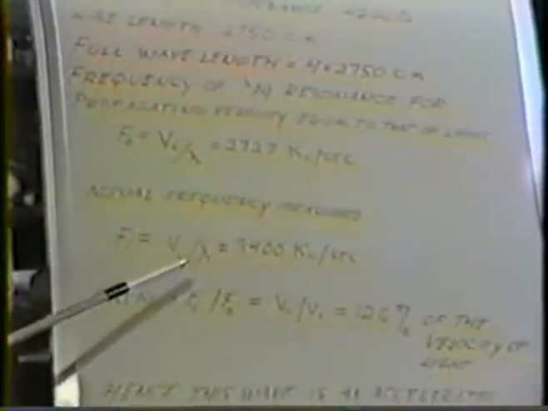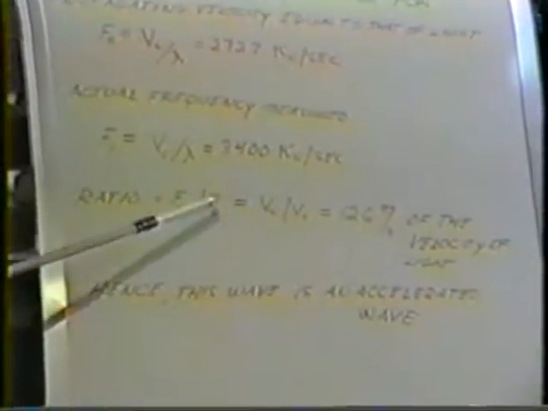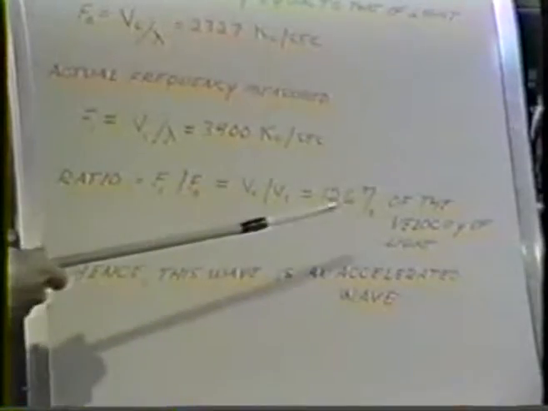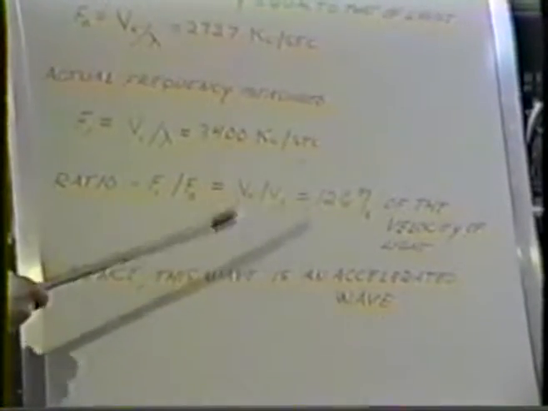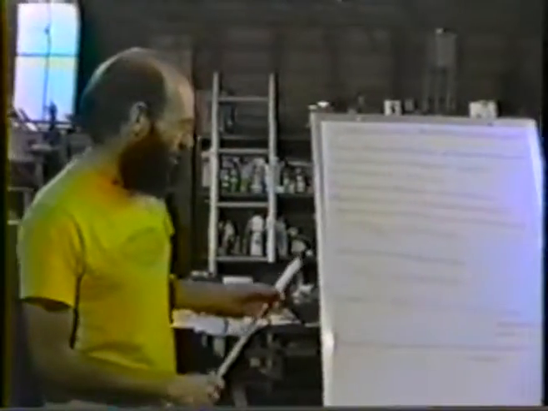Our actual frequency measured, of course, was 3,400 kilocycles per second. So taking our ratio of frequencies or velocities gives us a velocity of 126% of the velocity of light. Hence, this wave is an accelerated wave. So we've broken the speed limit of the velocity of light. Or you might say we might get a ticket from the relativity police in this case.